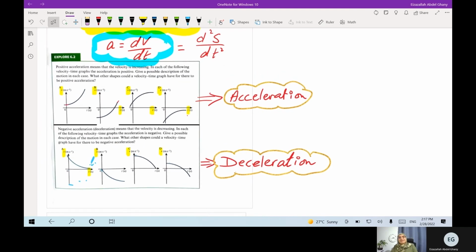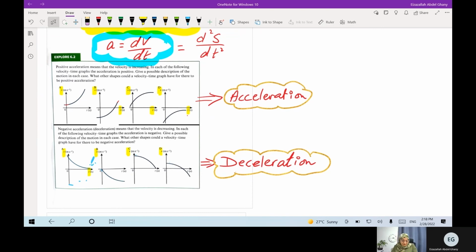What is the meaning of acceleration? When you accelerate, when you're driving your car, you will hear this is acceleration. When you decelerate, you just apply brakes, and you hear this. So acceleration is increasing velocity with respect to time, and deceleration is decreasing velocity with respect to time.